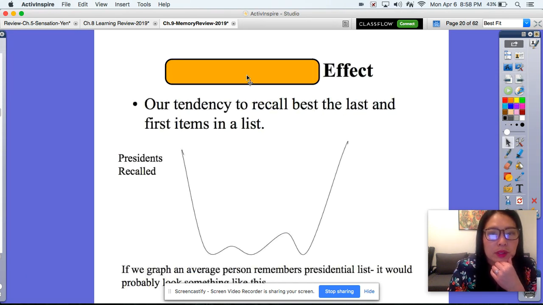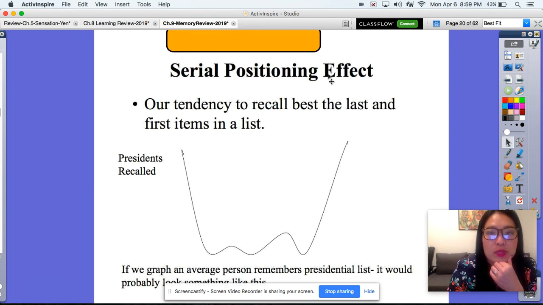Okay. That one is called the serial position effect. So serial is like the number of items. Where it's positioned on the curve is where we're most likely to forget. So we're more likely to remember best the last and first items on a list. So here and here.